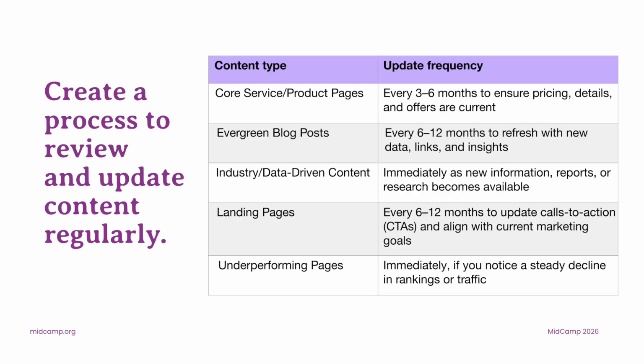Your blog posts, check those every 6 to 12 months, making sure that they're updated. You can always refresh those blog posts too with new links or insights. Industry-driven content needs to be reviewed immediately as soon as information, reports, and research become available. You don't want your site to be conveying the wrong information from an industry standard.